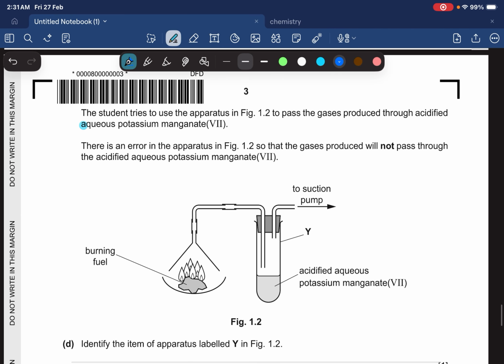Okay, the student tries to use the apparatus in figure 1.2 to pass the gases produced through acidified aqueous potassium manganate. There is an error in the apparatus so that the gases will not pass through the acidified potassium manganate.